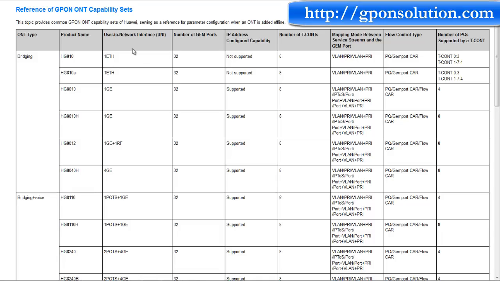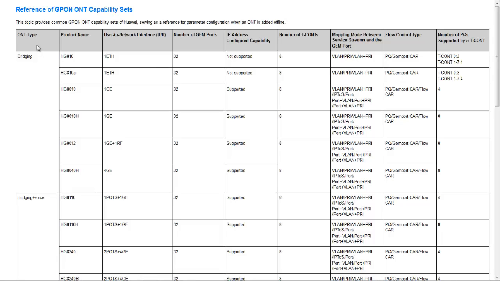So when you configure a Huawei ONT in offline mode, you need to know the physical structure, how many Ethernet ports, voice ports and CATV ports, for service profile configuration. Here we see ONT type, product name, ONT product model, and whether the UNI interface is Fast Ethernet or GE, the number of GEM ports supported, whether IP address configuration is possible or not, the number of TCONT supported, mapping mode, GEM flow control, and number of supported TCONT.